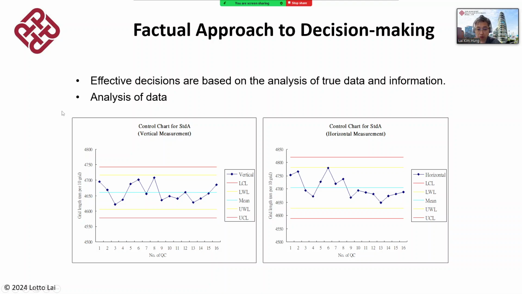Factual approach to decision making: effective decisions are based on the analysis of true data and information. So you can see some control charts in your measurement. If it's within one standard deviation level, it is a control level. If it goes out of three standard deviations, you stop your process and check what happened.